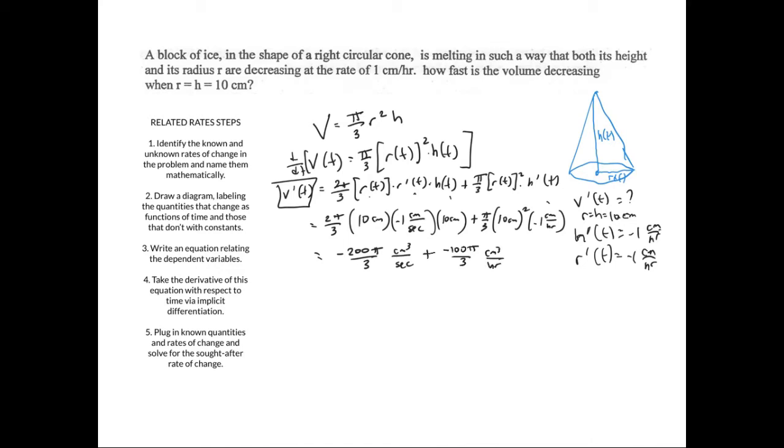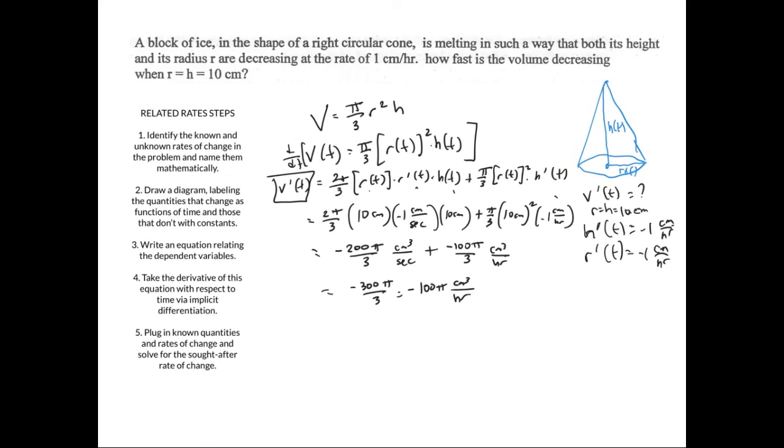So when I put those two together, you get negative 300 pi over 3, which is negative 100 pi cubic centimeters per hour. And I'm pretty sure I said seconds earlier, but it should have been hours there.